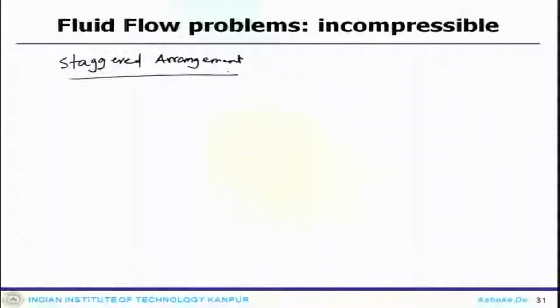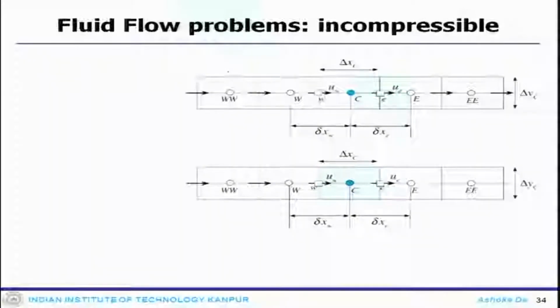And how can one see that? Where you store your velocity field, you do not store your pressure field, and where you store your pressure field, you do not store the velocity field. So, this is a typical staggered arrangement.